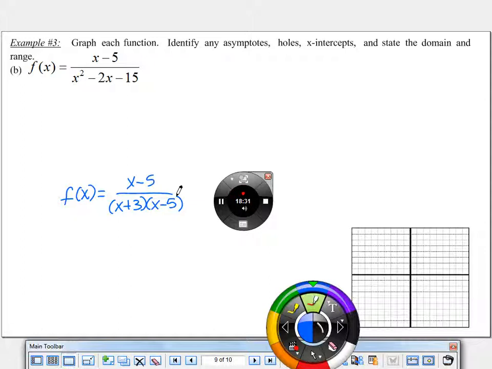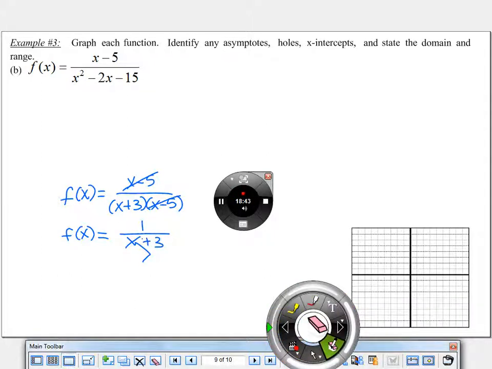And then I'm going to notice that these cancel. So when I'm graphing, I'm really going to focus on graphing 1 over x plus 3. So everything I do is going to be about 1 over x plus 3, except for the fact that I canceled something out, so I have to be aware there's a hole. But my whole graph that I'm going to build is going to be focused on the normal procedure that I would use to graph what's left right here.